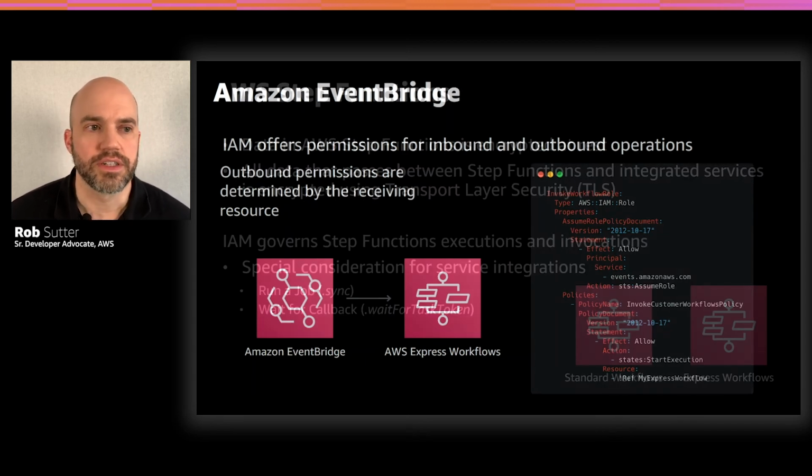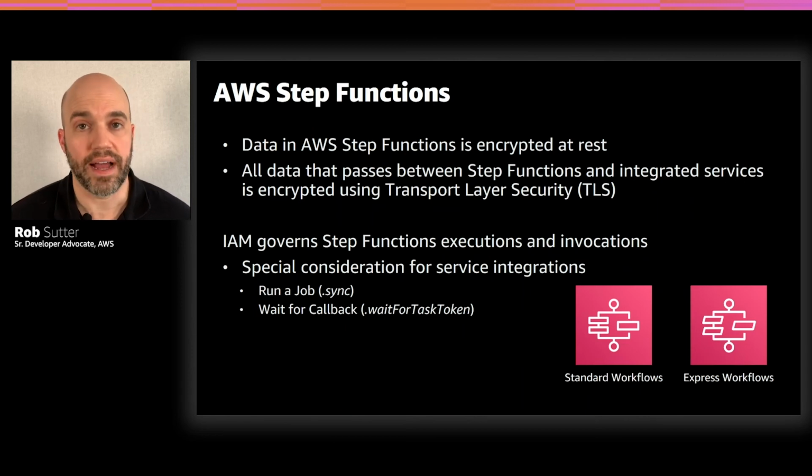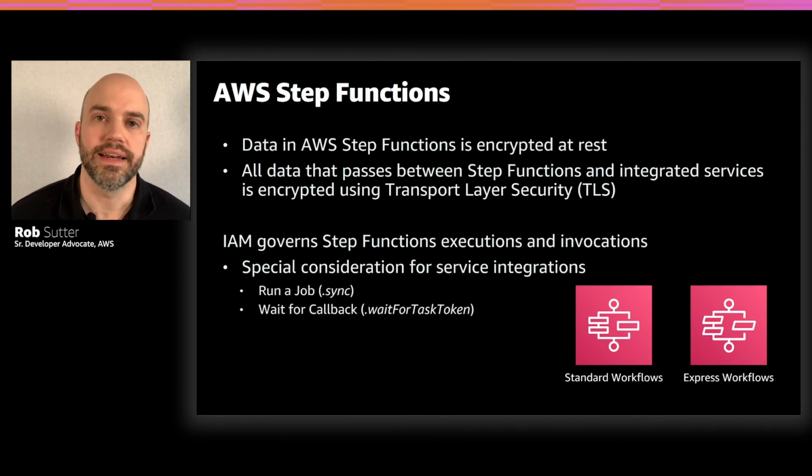Again, with AWS Step Functions, it's important to know that all of your data is encrypted at rest, and all of your data is encrypted in transit between Step Functions and the integrated services, because these services occur as TLS HTTP API calls. As with the other services, IAM governs Step Functions executions and invocations, but you need to know that if you're invoking synchronous or callback pattern tasks, you'll need additional permissions for Amazon EventBridge. That's because Step Functions creates events and rules on your default event bus, and it needs permissions to do so, as we just discussed.